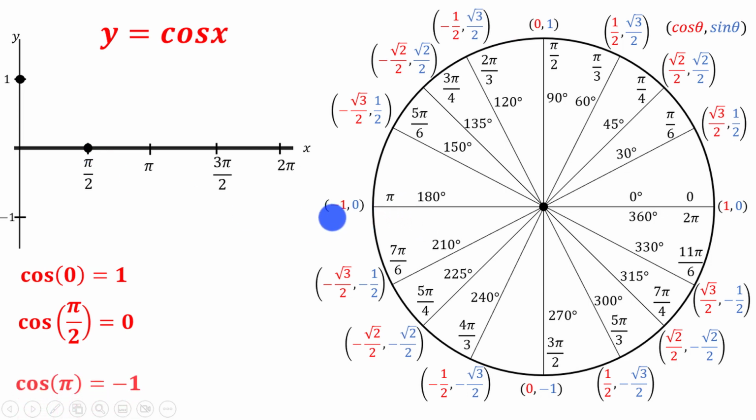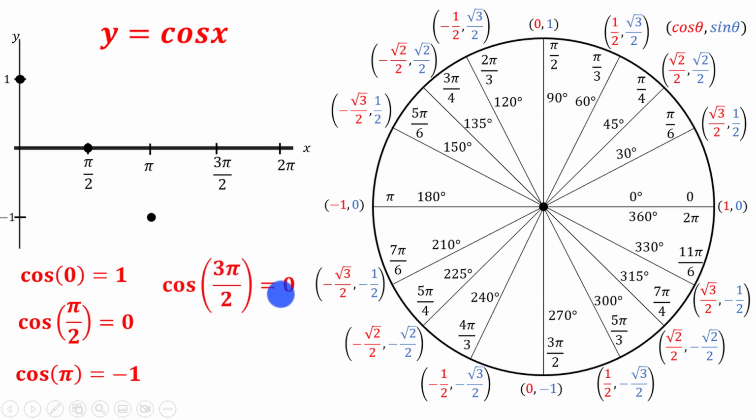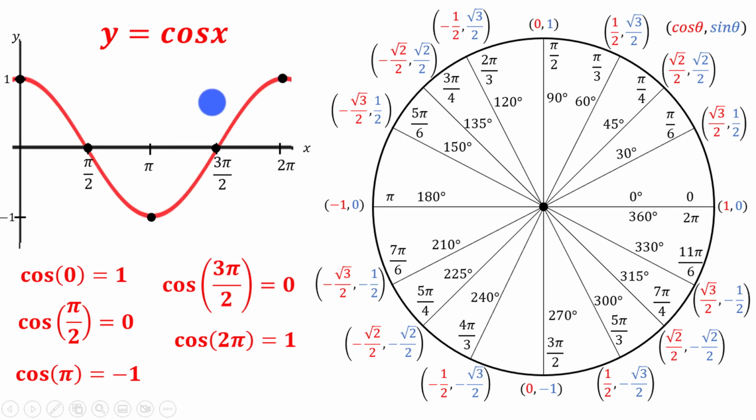Cosine of pi is equal to negative 1, because that is the x-coordinate, so that means that the point (pi, -1) will be on the graph. At 3 pi over 2, the x-coordinate is 0, so cosine of 3 pi over 2 is 0, and the point (3 pi over 2, 0) is on the graph. At 2 pi, we're back where we started, and the x-coordinate will be 1, so cosine of 2 pi is equal to 1, and the point (2 pi, 1) will be on the graph. Connecting the dots in a smooth pattern, here is the graph of y equals cosine of x.